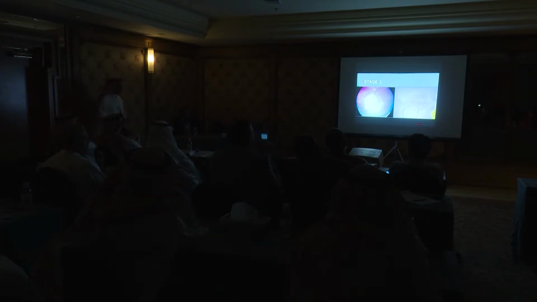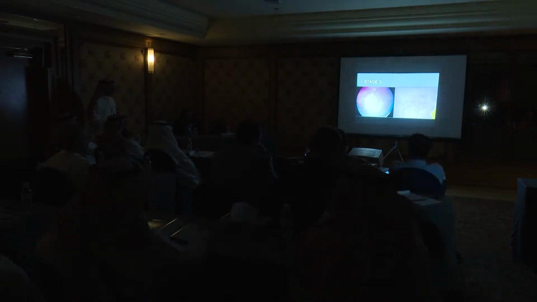When there is vascular proliferation in the ridge, and it is growing up into the vitreous cavity, we call this stage 3, and we can see it here very clearly. There is neovascularization in the posterior part of the vascular retina, and there is also elevation of the ridge. This is stage 3.